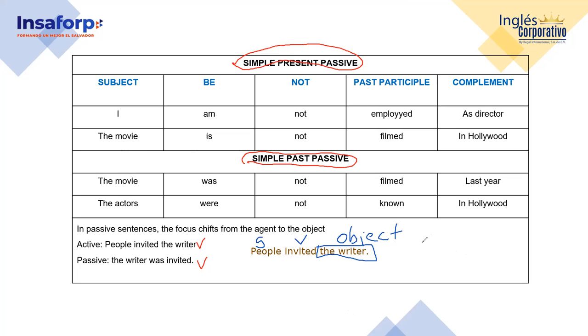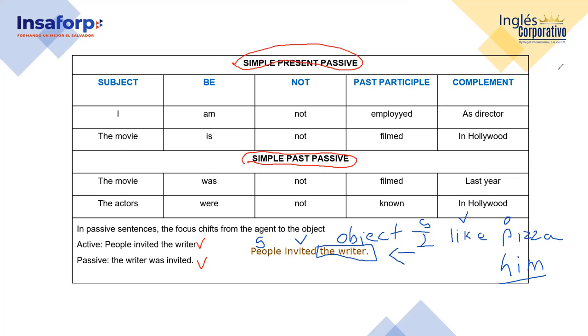Another example of how to identify the object. I can say, I like pizza. Subject, verb, complement. Yes, object. I like pizza. But I can change the object. I can say, I like him. It is a person, but it is an object. That grammar structure is called object. Now, if we come back to this grammar structure, I say, people invited whom? The writer, that is the object.